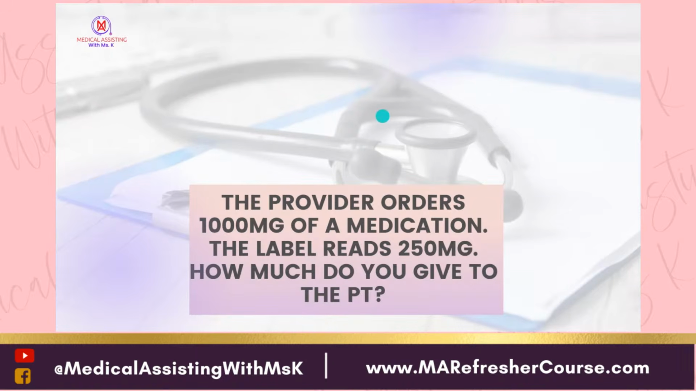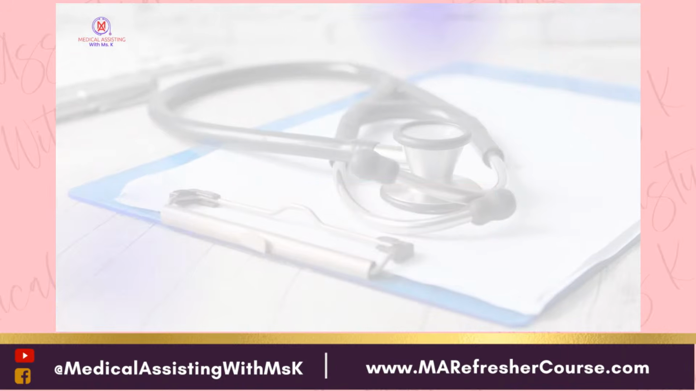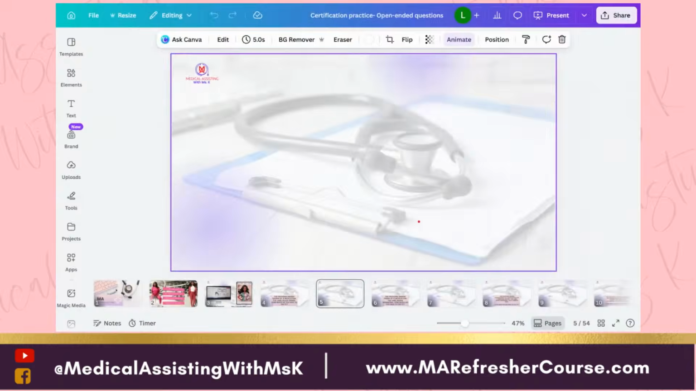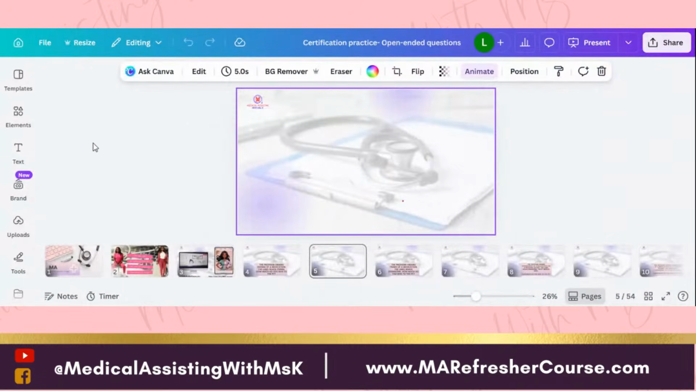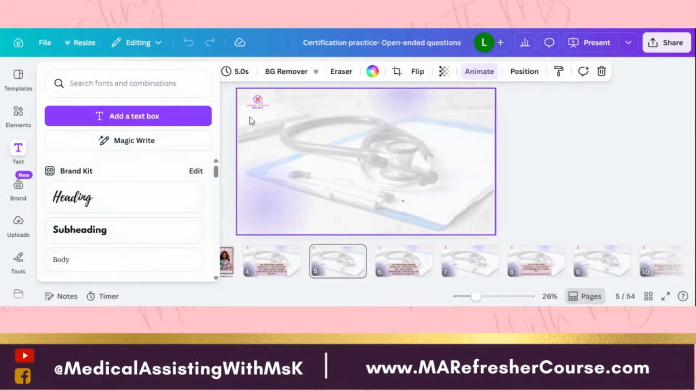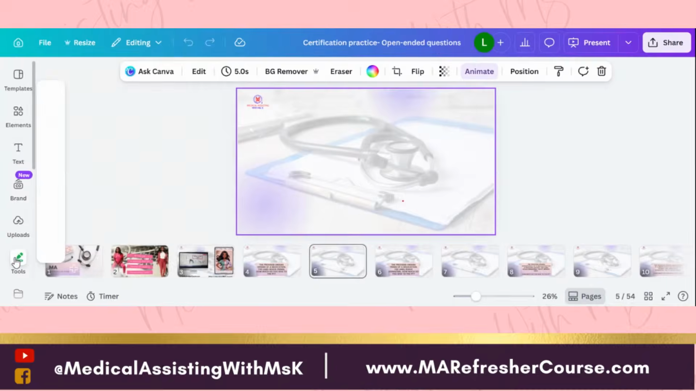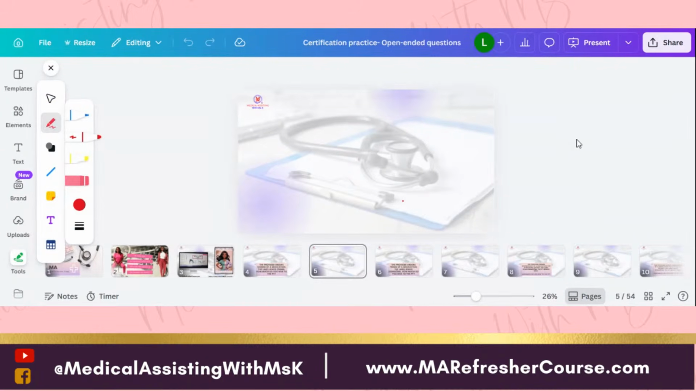So I'm going to do something a little bit different. I'm going to work this out right on the screen for you guys. This next slide here is blank, so I'm just going to work it out right in front of you. Let me go to choose and let me go to draw, because I'm going to work it out right here. So it says 1,000 milligrams, right?